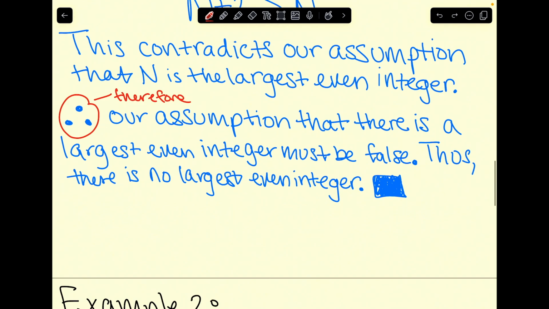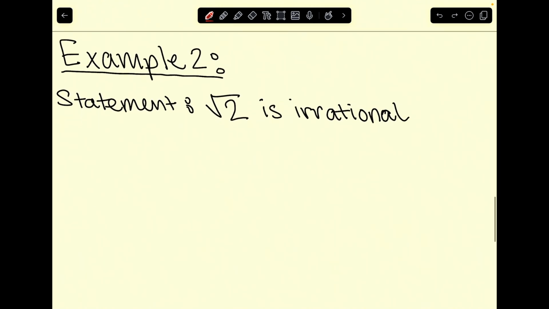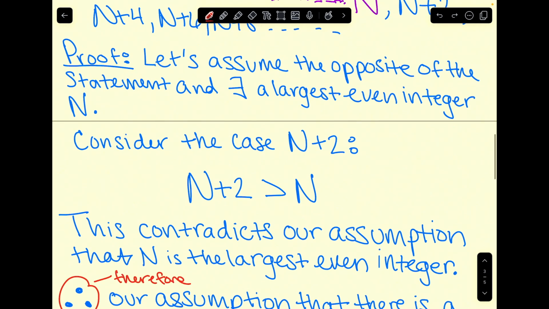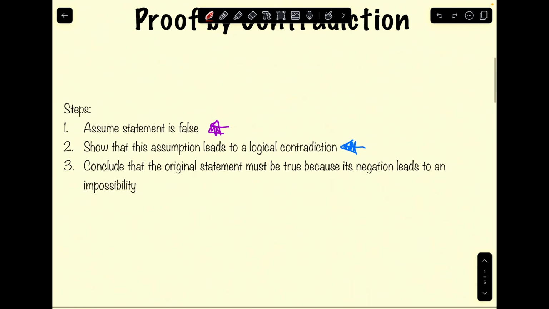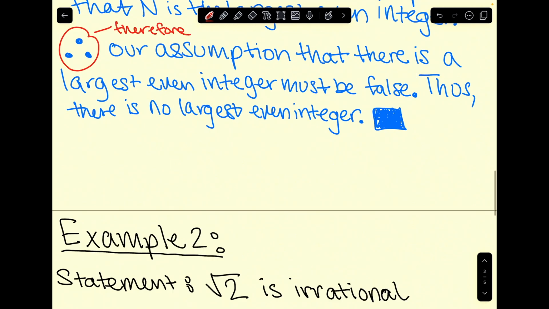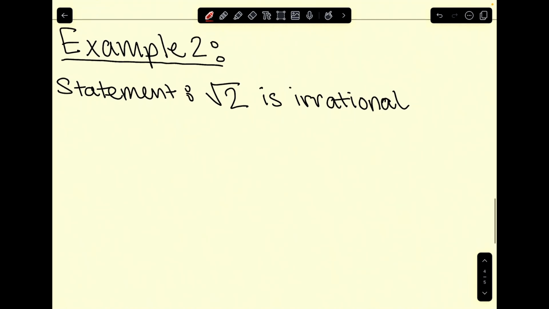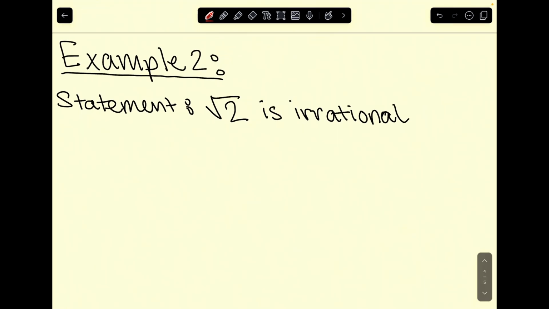Okay, so let's move on to our next example. The statement is that root 2 is irrational. We want to prove that this is true, and we're going to do so using proof by contradiction. Following our steps, very similar to example number 1, we're going to assume that the original statement we're given is false. So we're not going to assume that root 2 is irrational. We're going to assume that root 2 is rational.